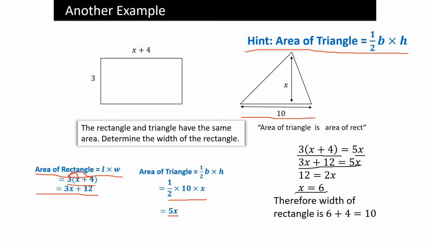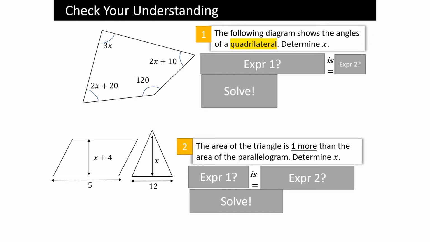Once we know that x is equal to 6, we can now determine the width of our rectangle. The width in this case is x plus 4. So the width is x, which is 6, plus 4, which is 10. So therefore, the width is 10. Now let's look at the other examples.